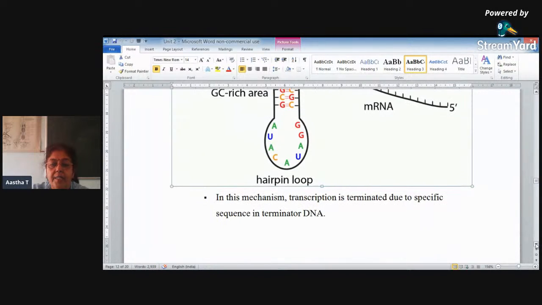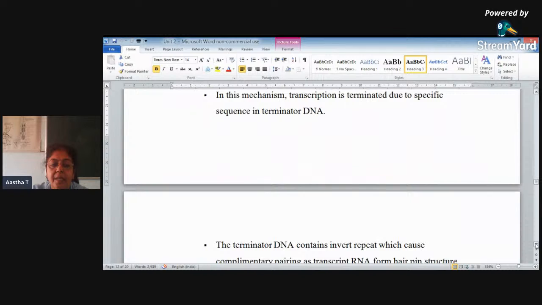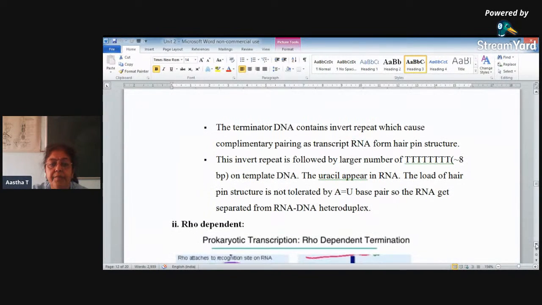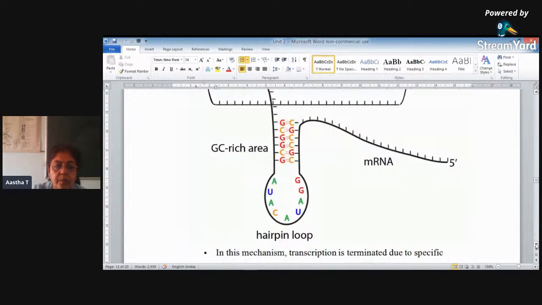In this mechanism, transcription is terminated due to the specific terminator sequence, that is the hairpin loop structure. The terminator DNA contains an inverted repeat which causes complementary base pairing to form the hairpin loop structure. This is followed by a large number of TTT sequences on the template DNA. The uracil appears in the RNA. The load of the hairpin structure is not tolerated by the AU base pairs and so RNA is pulled away from the DNA-RNA hybrid and it gets separated out.